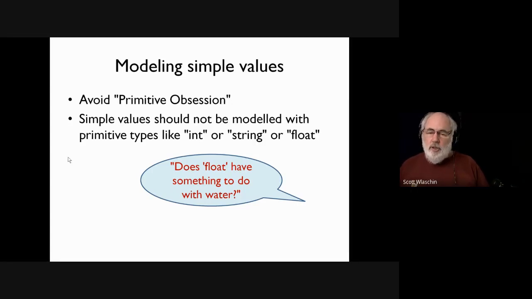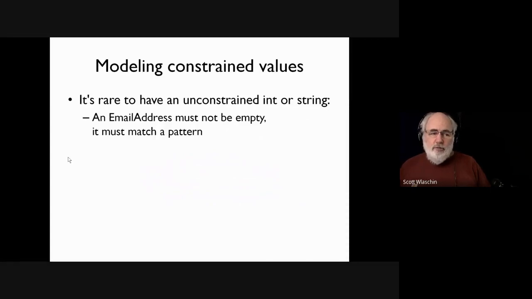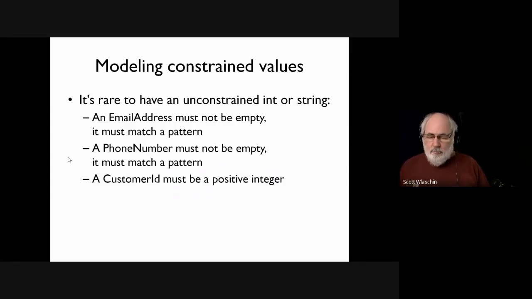We should use words that mean something to the people. We should use words like payment amount and email address and, whatever, things like that. And on top of that, it's really unusual to have a completely unconstrained integer or a completely unconstrained string. A string that can have 4 billion characters in it, or an integer that can be up to 4 billion. It's really unusual. I mean, it does happen sometimes. But for example, an email address can't be empty, and it has to have some sort of pattern. And a phone number is not just a string, it has to match some sort of pattern. And even something like a customer ID, if it's a database ID or something, it actually has to be a positive integer, right? So it just can't be anything you like.